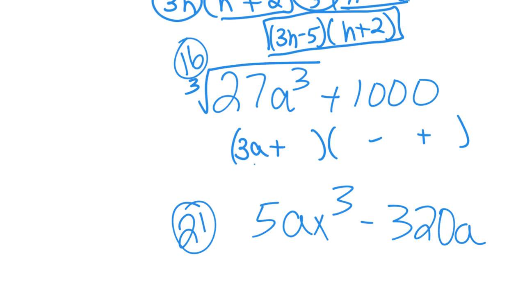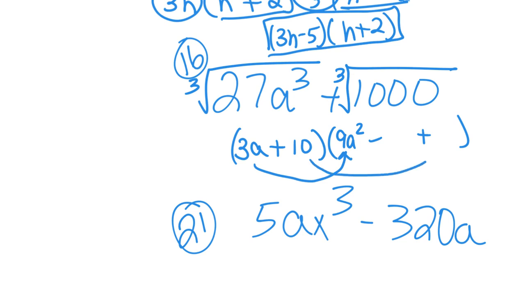We're going to take that and we're going to put it right there, squared. So what is 3a squared? 9a squared. Now we're going to take the cube root of the last term, 10. We're going to put that right there. Then we're going to take it and we're going to square it and put it right there.